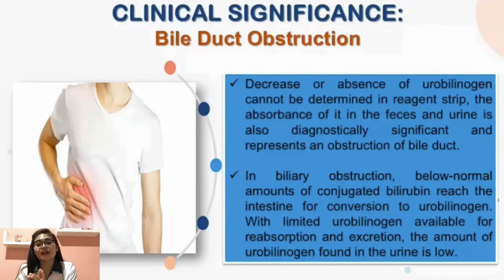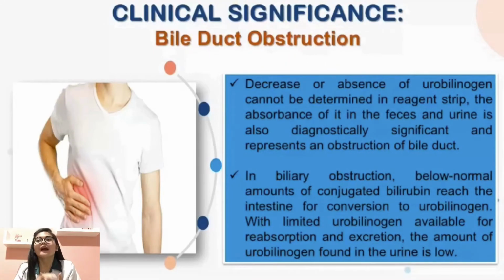Well, in urobilinogen, the bilirubin is excreted, and some is excreted in the urine, so only a little will reach into the intestine. So that's the reason only a little bilirubin is converted into urobilinogen. At the same time, because of the small amount of urobilinogen, only a low amount reaches the urine. So that's the reason for a decrease or an absence of urobilinogen.